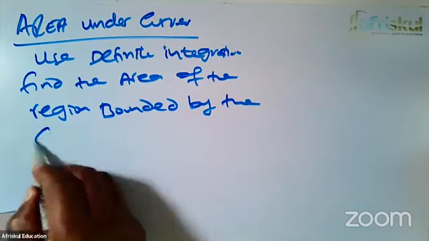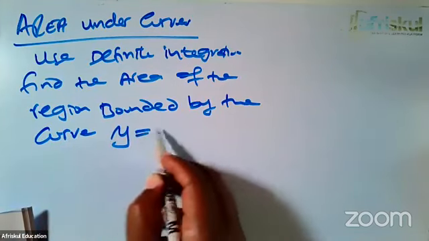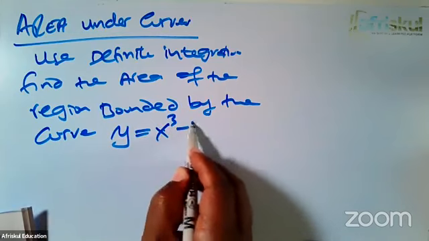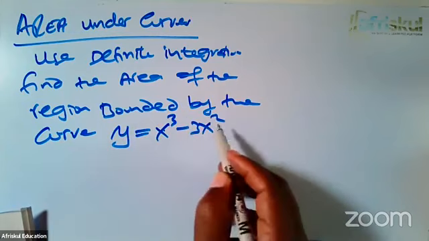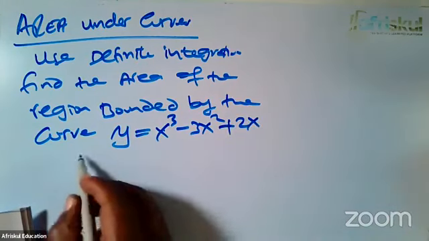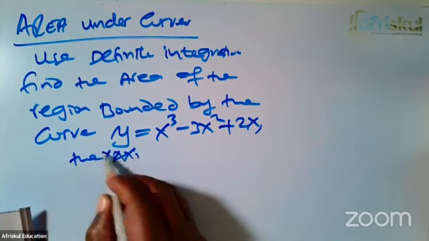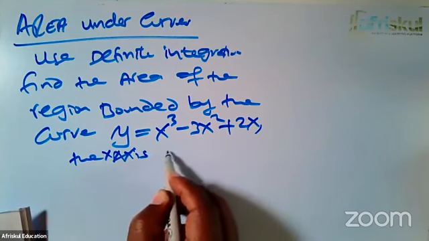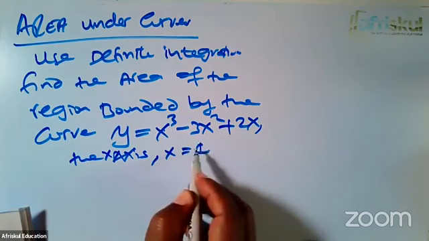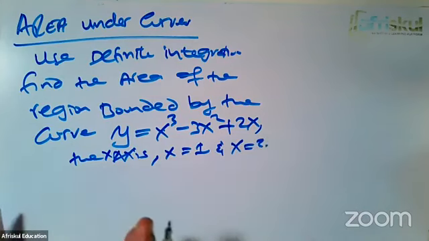the curve y equals x raised to power 3 minus 3x raised to power 2 plus 2x, the x-axis, and where x equals 1, and lastly where x equals 2. Just big phrases here for nothing. These are very simple area questions.